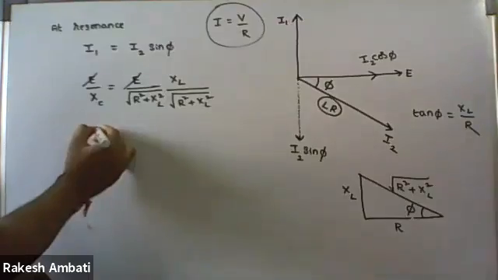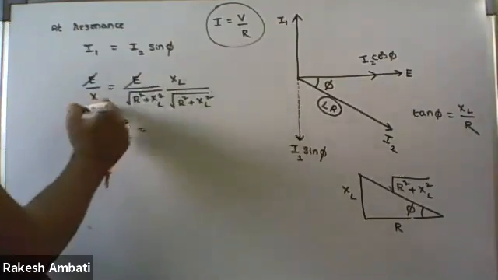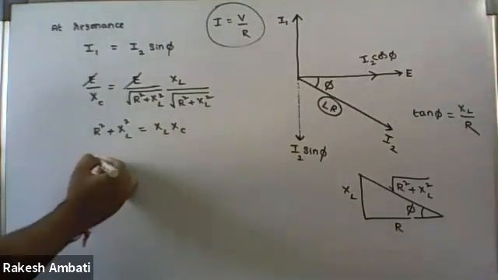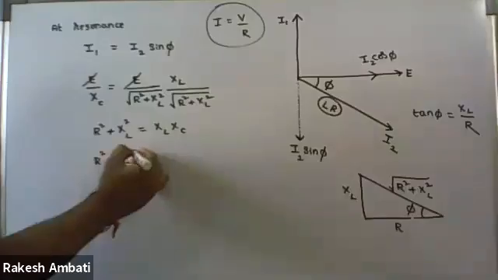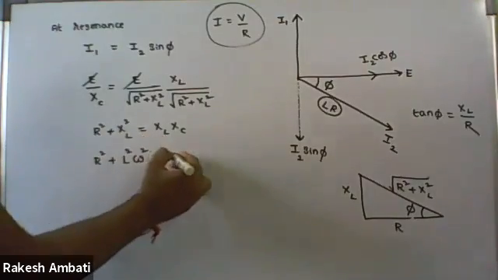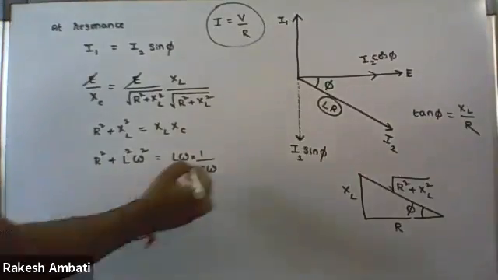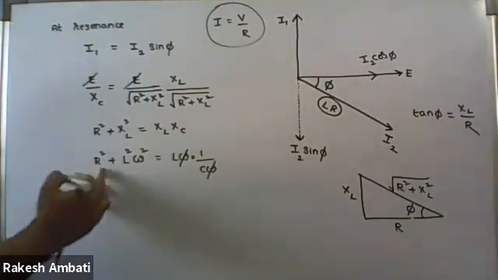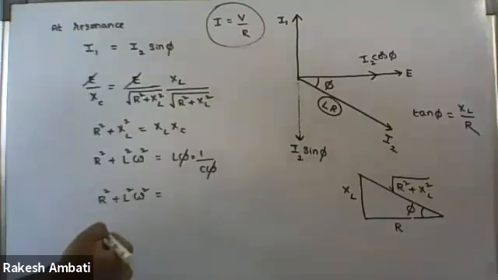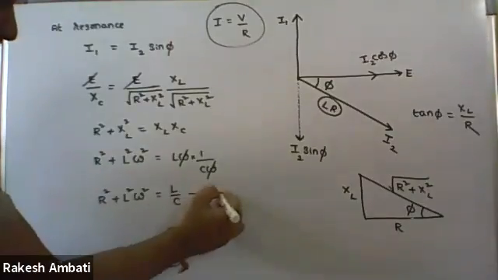So by cross multiplication, we get R square plus XL square equal to XL into XC. That implies R square plus XL square means L square omega square, XL is L omega, XC is 1 by C omega. Omega, omega cancel out. Therefore R square plus L square omega square equals, after cancellation, L upon C. Let it be the first equation.